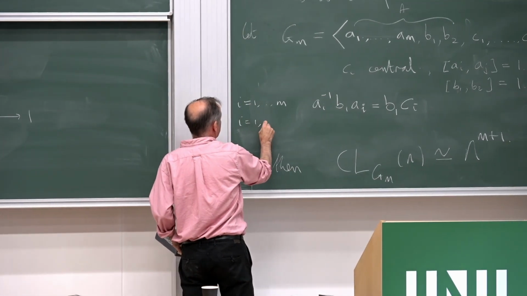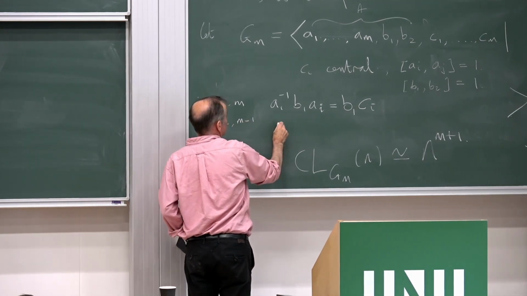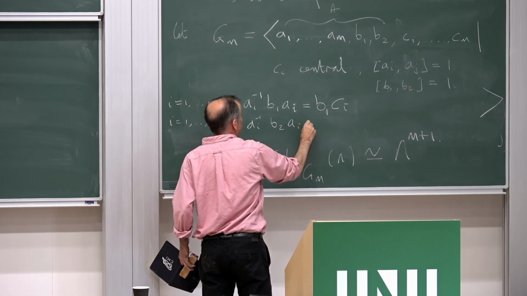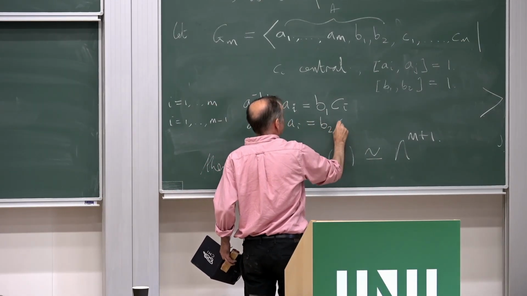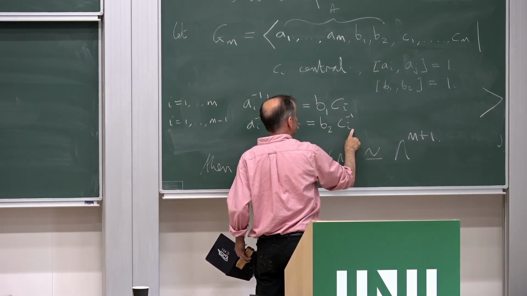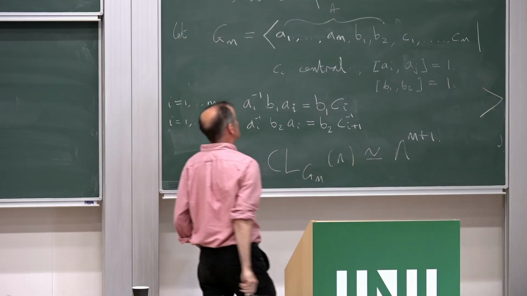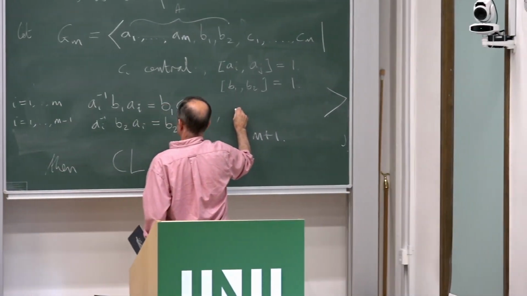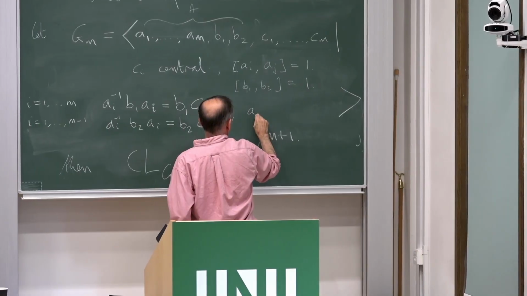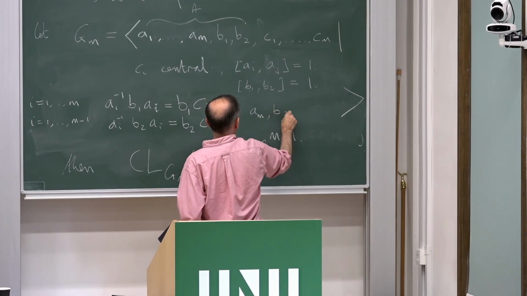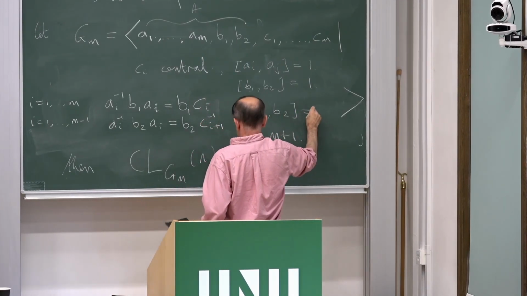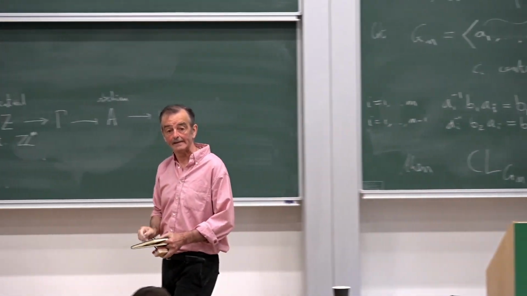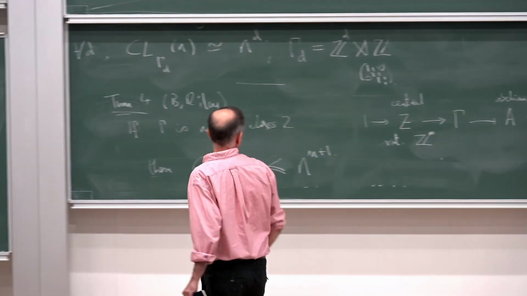And for i equals 1 up to m minus 1, what A_i will do to B2 is it will pop out a C_i inverse, except it's not C_i, it's C_{i+1}. So I have to stop at m minus 1, and then A_m will commute with B2. Okay. So there's an explicit nilpotent group.